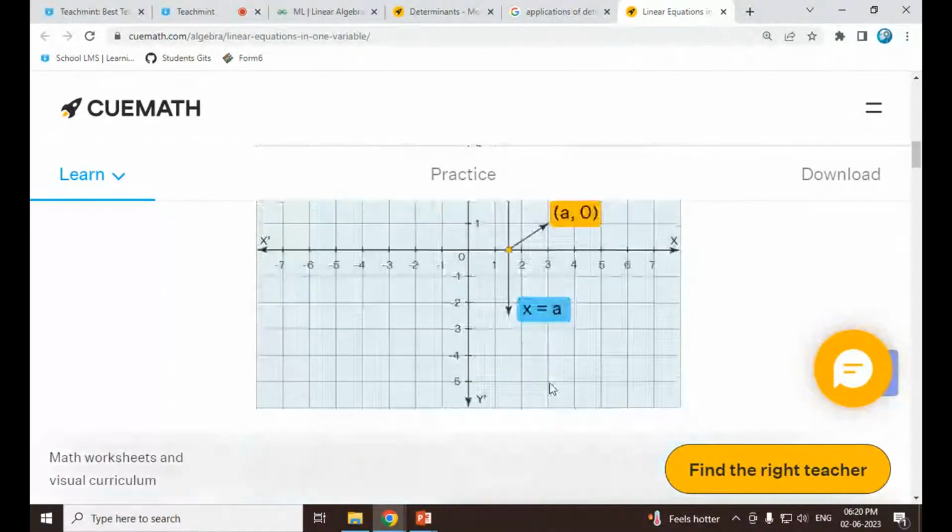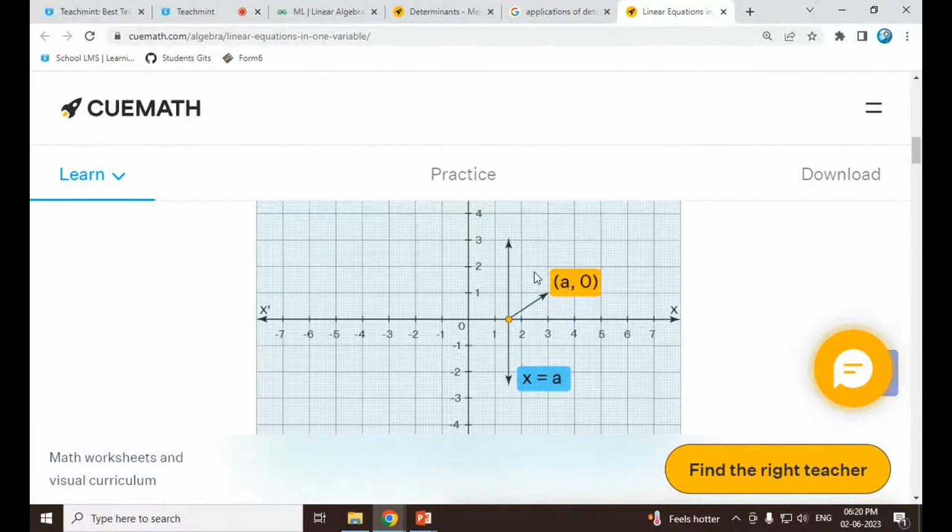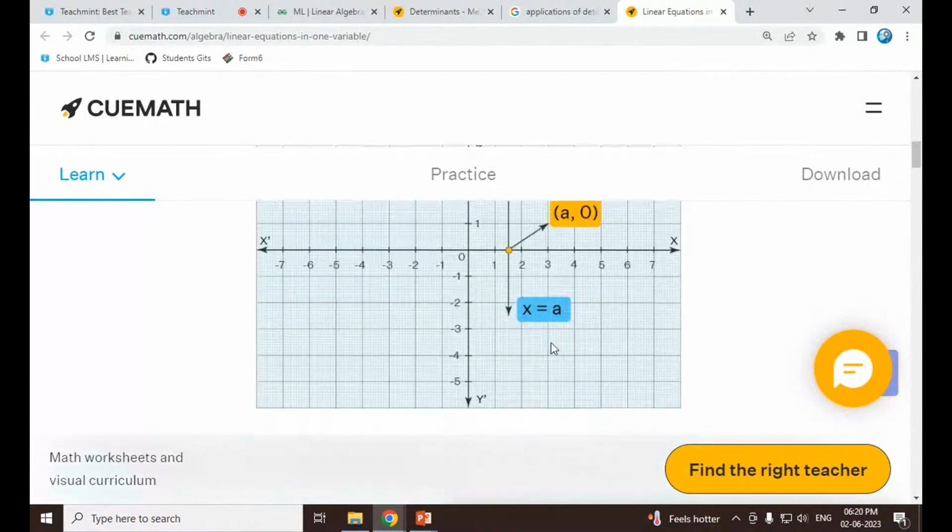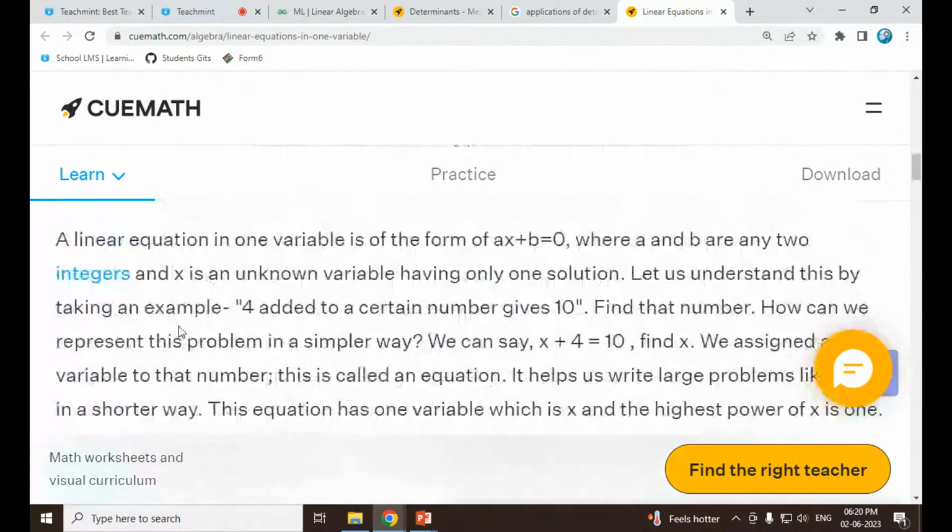So x equals a, where a has some value. So y is missing, that's why it is 0 only. Y is 0, meaning this is the point it has, on the x-axis where y is 0. It is just pointing it down. This is not a vector. A linear equation of one variable is of the form ax plus b equals 0, where a and b are any two integers and x is the unknown variable that you have to find. It has only one solution.